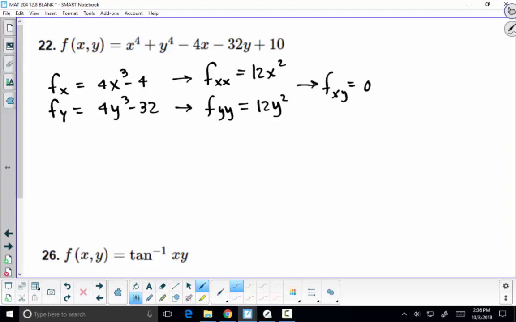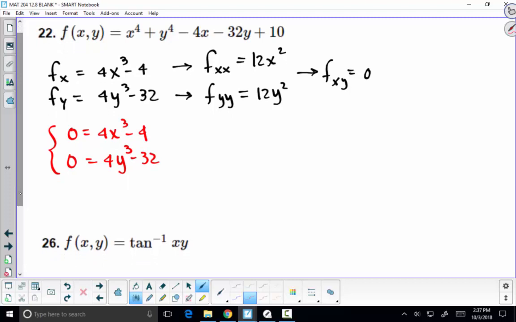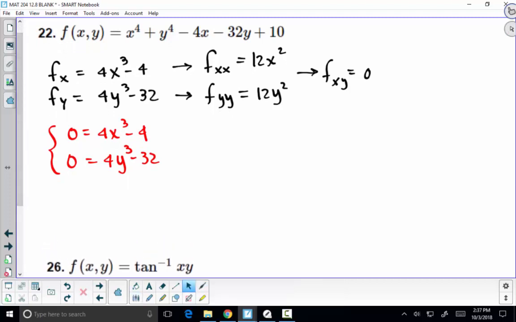Any questions on those? Find all those partials, and then we have to go with critical points, so we have to set up a system again. 0 equals 4x cubed minus 4, and 0 equals 4y cubed minus 32. All right, so we have to solve the system. We have to figure out where both of those are simultaneously 0.